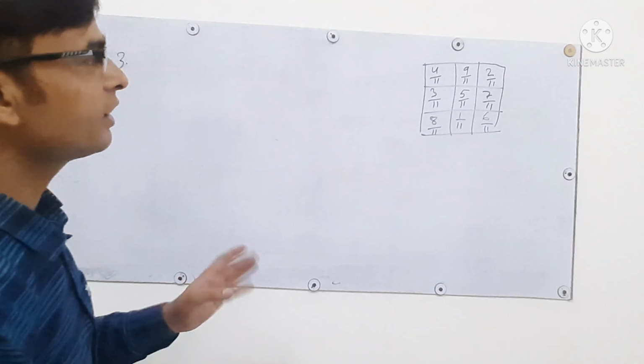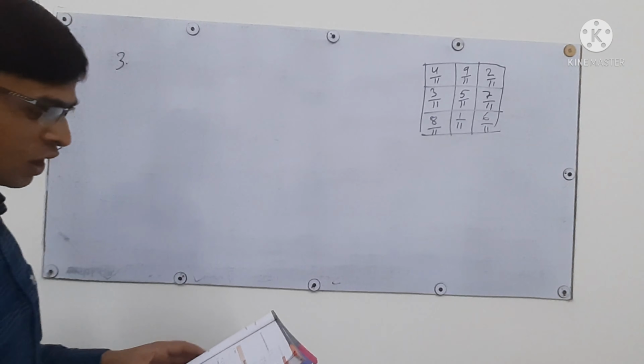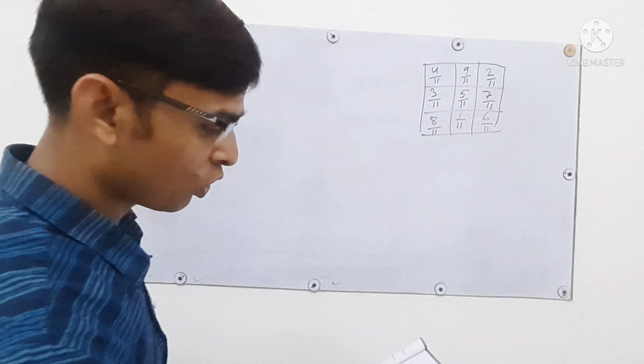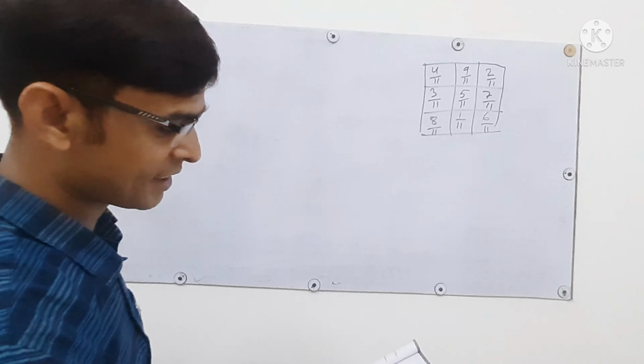Here it is given that the sum of numbers in each row, in each column, and along the diagonal is the same.